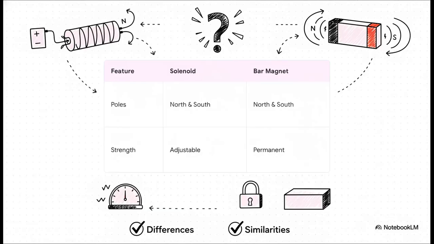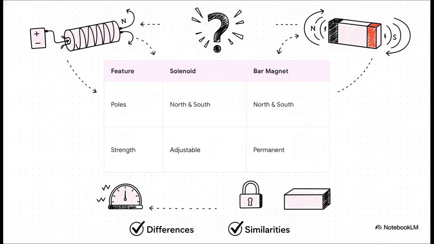This brings us to a classic exam question, so pay close attention. How does our solenoid compare to a traditional bar magnet? Well, both of them have a distinct north and a south pole, and if you map out their magnetic field lines, they look almost identical. But there is a massive, game-changing difference. The key word here is control.